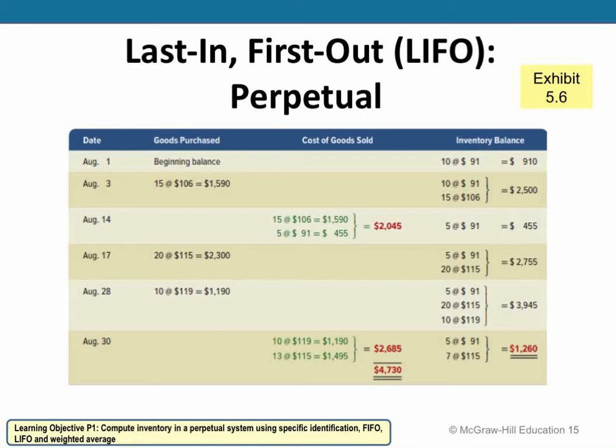And then when we go to the August 30th sale, we're going to use all 10 of the 119 items for cost of goods sold, and then of the 20 items at 115, we're going to use the balance of that 23, so 13 of those, for that cost of goods sold. That is going to leave us an ending inventory including the 5 that we had in our beginning balance, the very oldest August 1st date of $91, and then the 115 that we had from the August 17th.